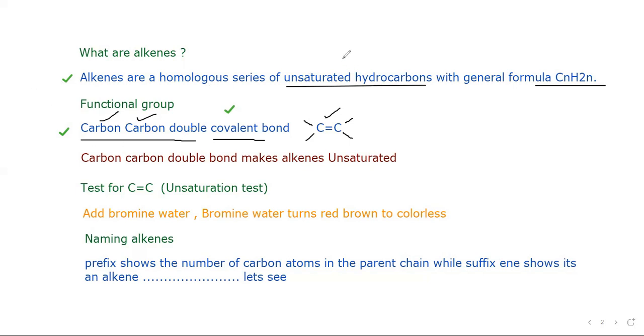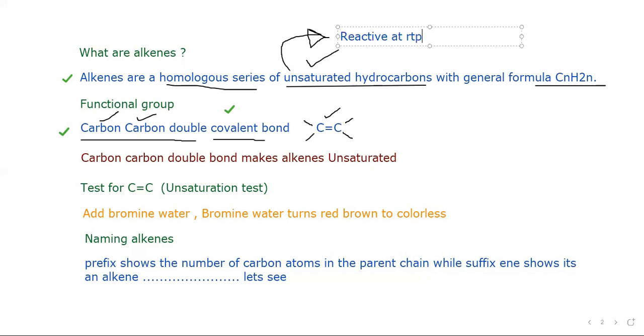In the introduction, we learned that alkenes are a family, a group, a homologous series of unsaturated hydrocarbons. Here you can think about the word unsaturated. The one word unsaturated reflects the reactivity of alkenes, that alkenes are reactive at RTP.